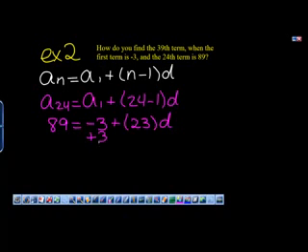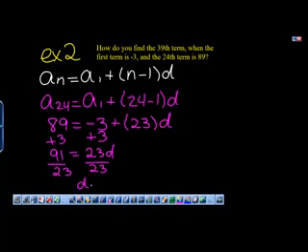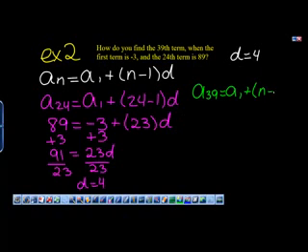Following order of operations, add our 3 to both sides. 91 equals 23d. Divide by 23, and we find that our d equals 4. Now that we have our d, let's find our 39th term. Our 39th term will be our first term plus our number of terms minus 1 times our d. Our 39th term becomes negative 3 plus our 39th term minus 1 times our difference, which is now 4.